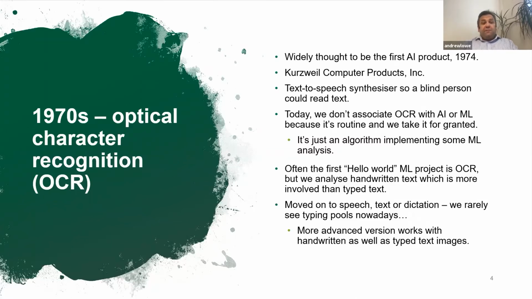And so typically when we think about artificial intelligence, as I mentioned earlier, we think about machine learning and learning from data, but actually AI can be in products. So this is the first AI product. What it did is it took text and spoke this text out so a blind person could read a book, for example. Now, today, we almost treat it with contempt. We don't really think of OCR as being machine learning. It's just an algorithm implementing some machine learning analysis.